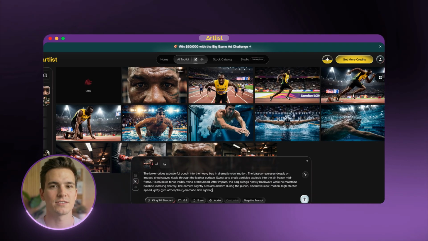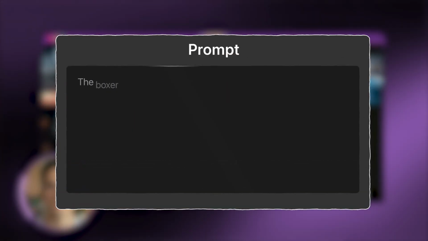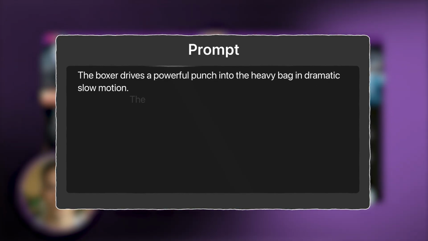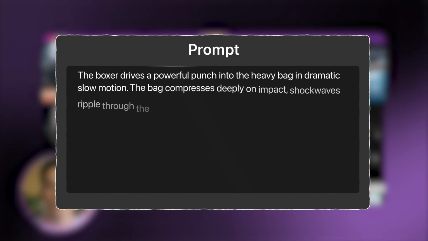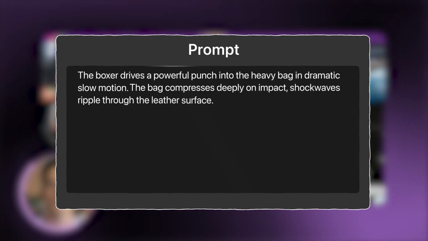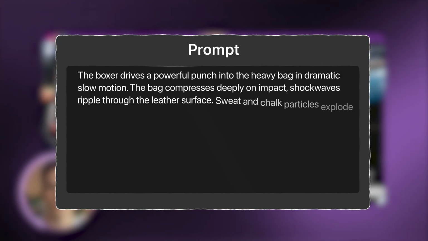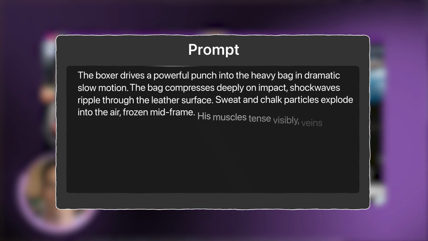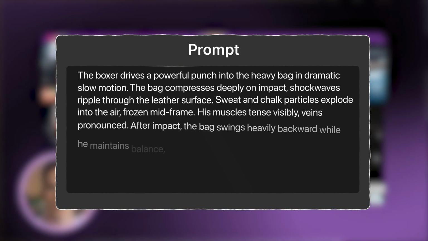Upload your hero shot, the boxer mid-punch. For the prompt, the boxer drives a powerful punch into the heavy bag in dramatic slow motion. The bag compresses deeply on impact. Shockwaves ripple through the leather surface. Sweat and chalk particles explode into the air, frozen mid-frame. His muscles tense visibly, veins pronounced.